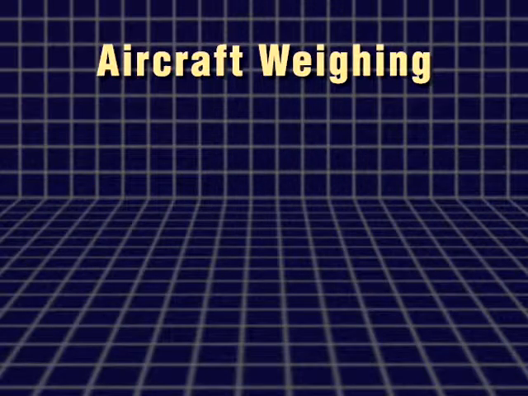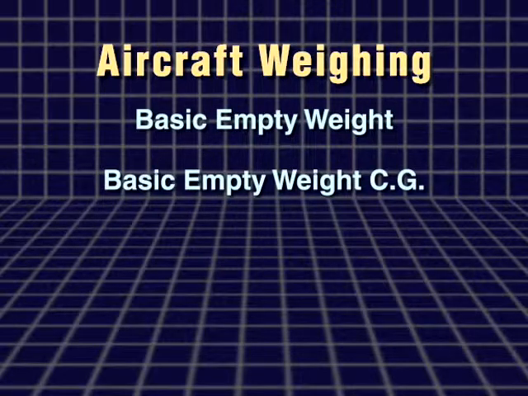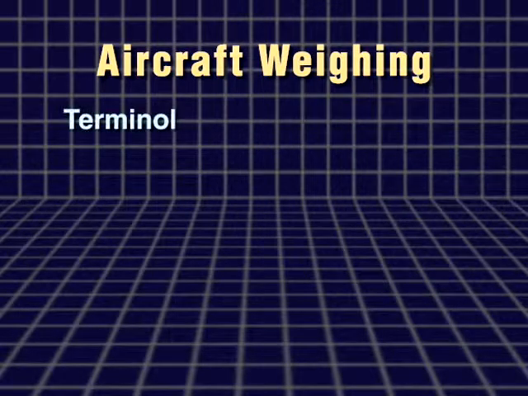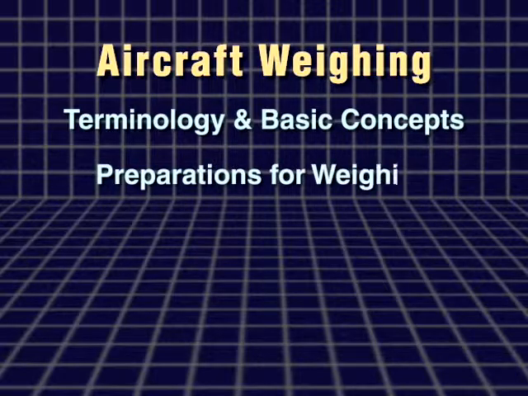This program will show the Boeing recommended procedure for weighing an airplane to obtain accurate basic empty weight and basic empty weight CG. We'll begin with an introduction to help us understand the terminology and basic concepts of weight and balance. Then we'll see preparations for weighing, including servicing of related systems, conducting an airplane inventory, moving the airplane to an appropriate location, and setting the airplane configuration.